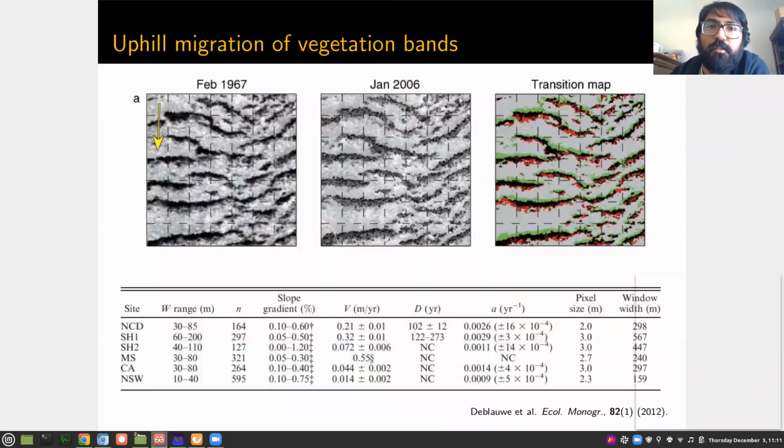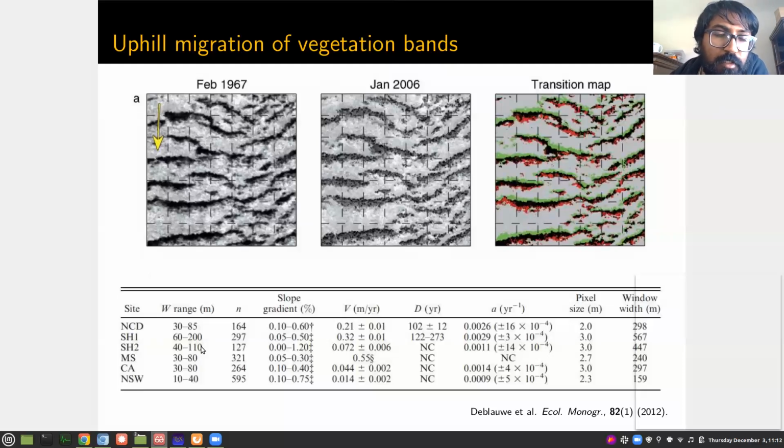And so here's an example where people have tried to quantify this. This is a small region where we're looking at these vegetation bands, and this arrow is pointing downhill. Here are images between 1967 and 2006, and this is the difference map, where the red is where vegetation has been lost in going from this image to this image, and the green is where it's been added. Okay, and so the black is where there is vegetation in both places. And so we can kind of see there is this measurable shift uphill of the vegetation bands.